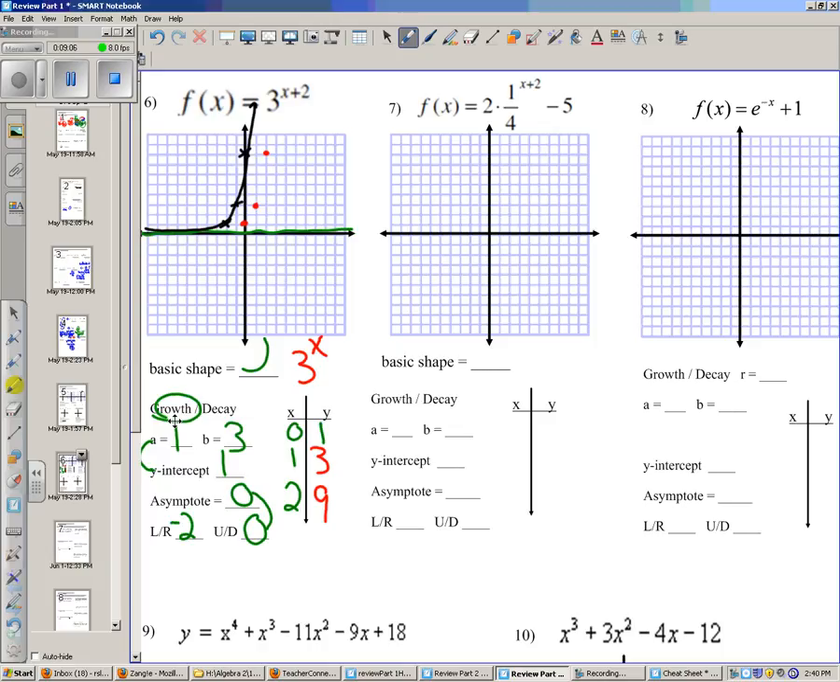So right now a is 1, b is e. I'm going to write 2.7. r is the negative 1. That negative 1 makes your 2.7 move into a denominator, and that makes b technically less than 1, so I will have a decay shape.